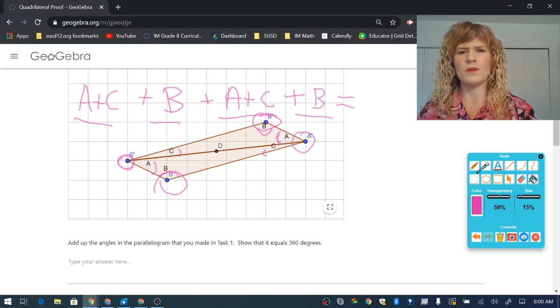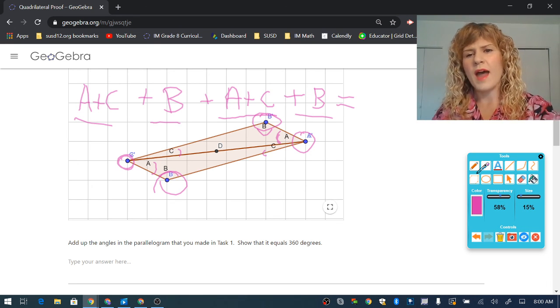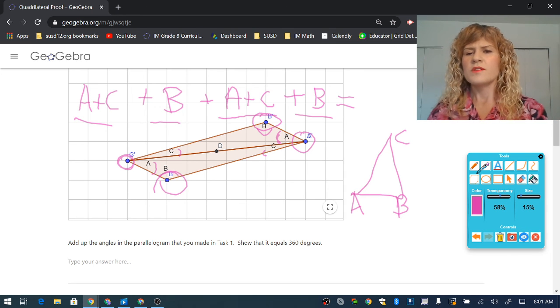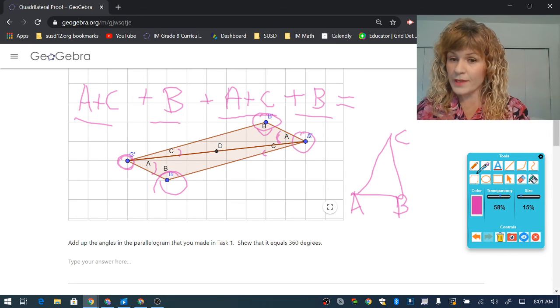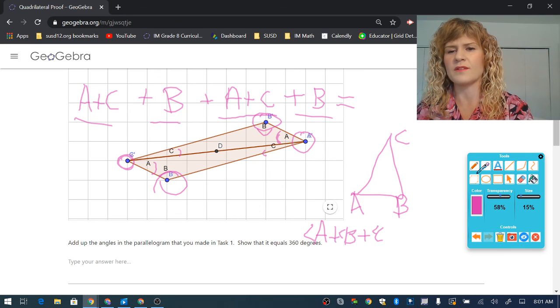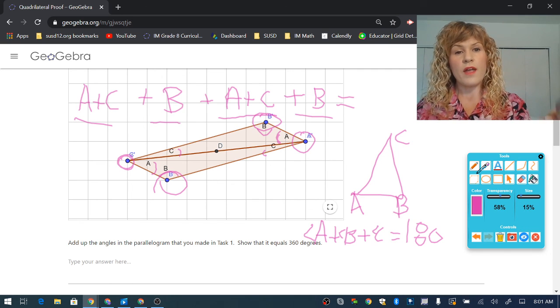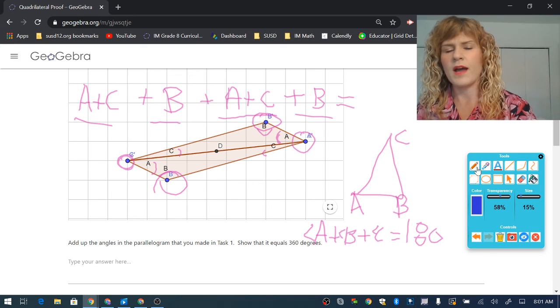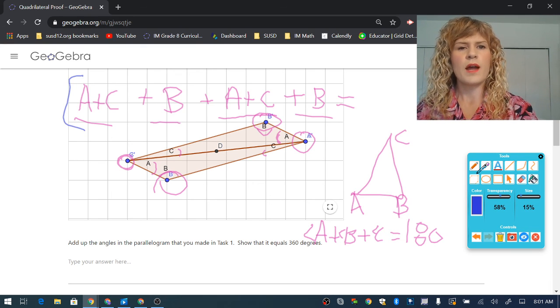What does that equal? Well, remember that all angles in a triangle must equal 180 degrees. So when you have a triangle, angle A plus angle B plus angle C always equals 180 degrees. Therefore, look at our math now. We can simplify this. I'll just draw some brackets here.